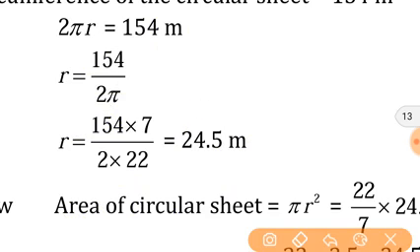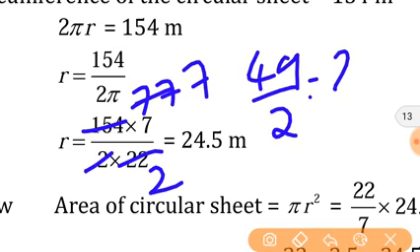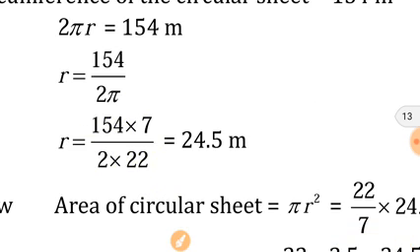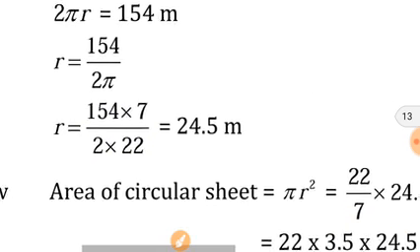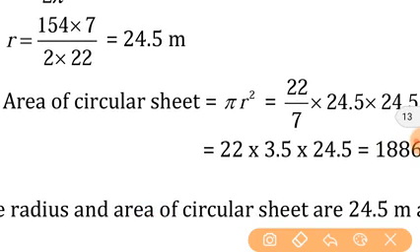So if you simplify, 2 1s are 2, 7s are 14, 7s are 14, then 7 2s are 14, 11 7s are, okay, 7 7s are 49, 49 by 2 is 24.5 meter. So it is only radius. Okay, only radius. Then what about the area of the circular sheet?